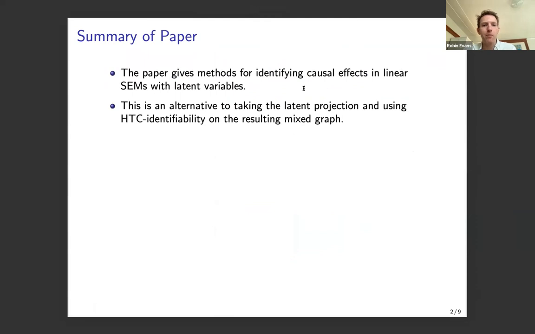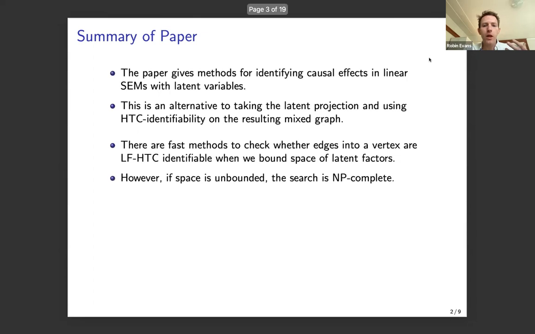It gives a method for identifying causal effects in linear SEMs where you have explicit latent variables in that model. You can use it as an alternative to previous work of Mathias, which uses a latent projection of that DAG and then applies a criterion called the half trek criterion to check whether or not that graph is identifiable. As well as this, they also provide nice fast methods for checking whether the edges into a vertex are LF-HTC identifiable, but only if you bound the space of latent factors. And as Mathias said, if you don't bound the space of latent factors, then the search becomes NP complete.